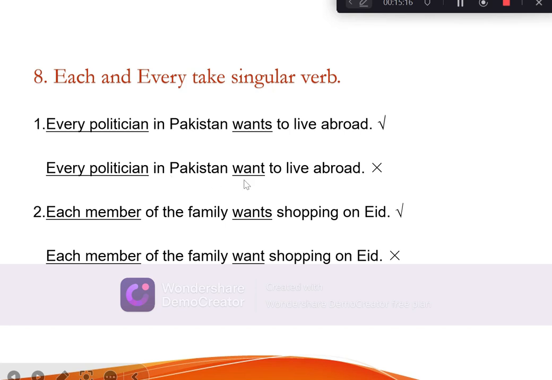Every politician in Pakistan wants to live abroad. Every politician in Pakistan want to live abroad will be the incorrect structure, because want is not the singular verb. Want is a plural form of verb. Each member of the family wants shopping on it. Each member is the singular subject, therefore it needs wants, a singular verb. Each member of the family want shopping on it would be the incorrect sentence, because want is not the singular verb. It is a plural. Because we know that a verb, main verb or action verb without s becomes plural in the sentence.